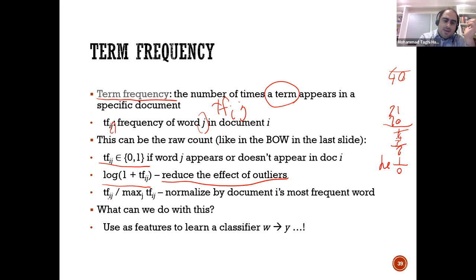Another approach is the one where you take TF_ij over max_j TF_ij. These are the typical things that you are doing in any machine learning model. Either you will say whether the number maybe is not important, 0, 1 is important. Maybe the number is important, but you want to reduce the outlier and the noise, so you will take the log. Or you will normalize. How do you normalize? You will normalize by the document's most frequent word. If you have TF_ij, maybe that's not that important. Maybe just the fact that this document is so long, the number of times that this particular word appears is so many. So you will take that number over the maximum frequency of any word in this particular document, and that would be the normalized thing.